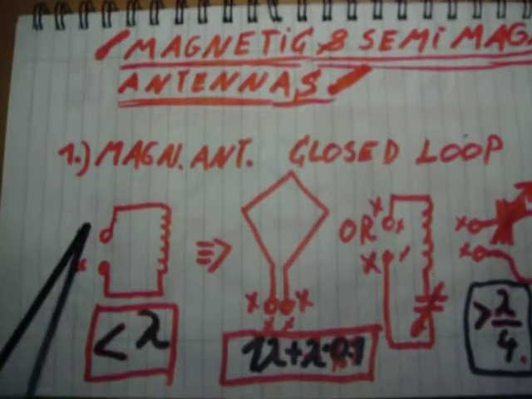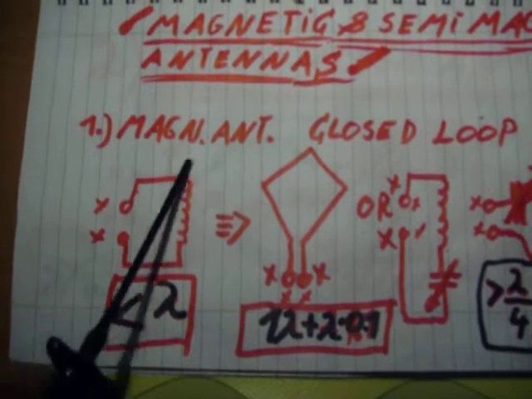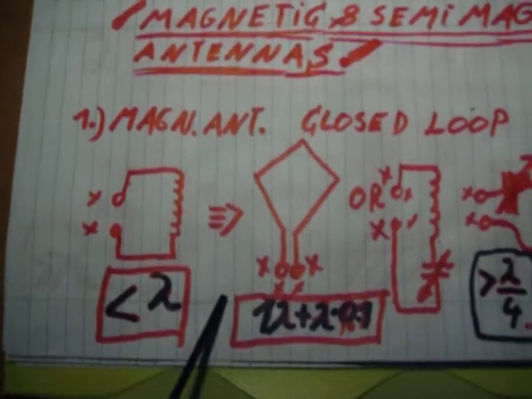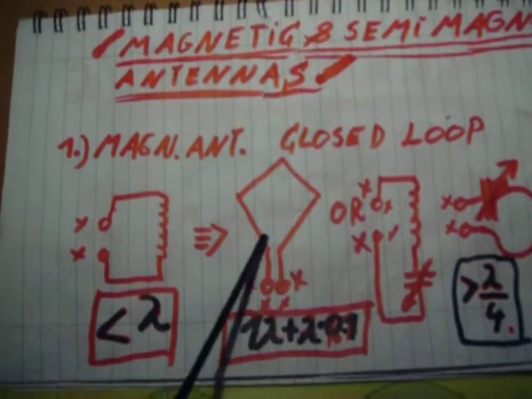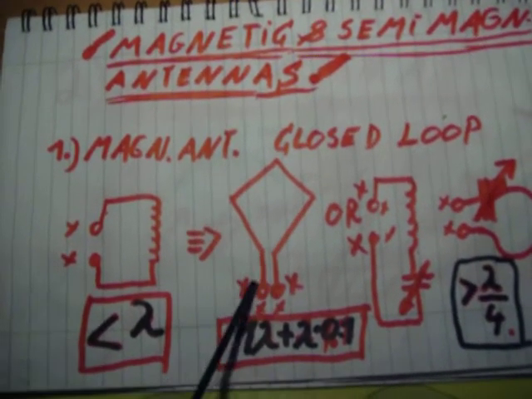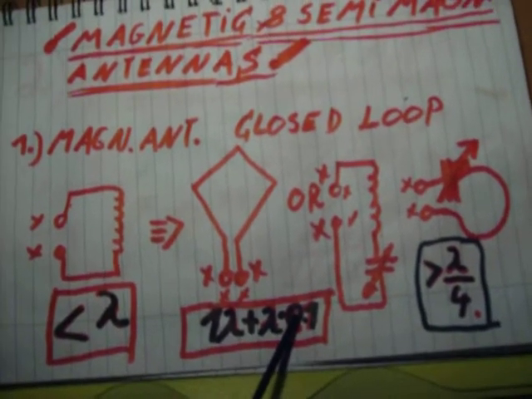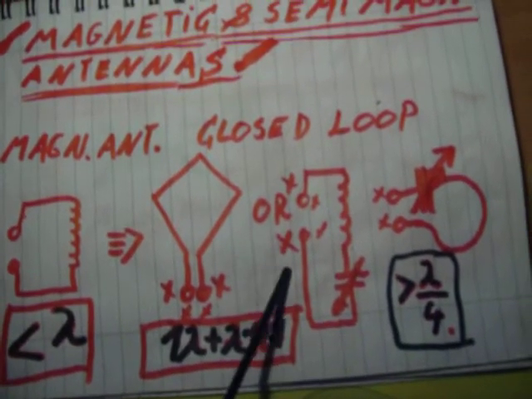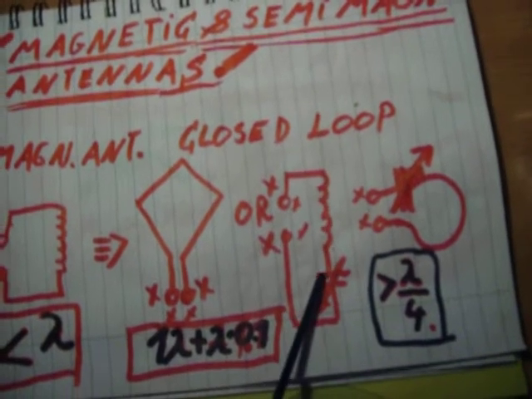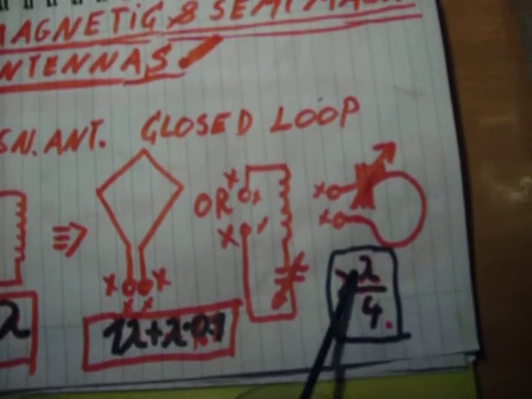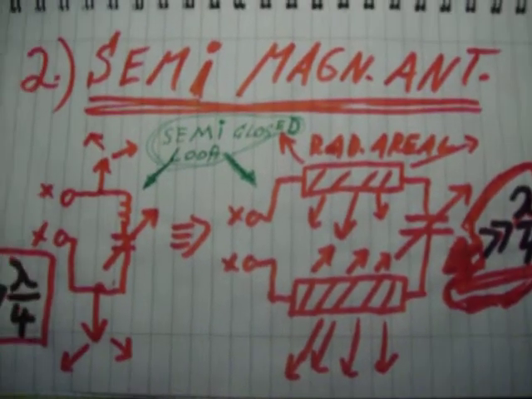Today I show you the difference between a magnetic antenna and a semi-magnetic antenna. A magnetic antenna is a closed loop, more than a wavelength. Or even a delta. This one is the wavelength plus a factor. Or you have a tuned loop with a capacitor. This is smaller than a quarter of a lambda, a wavelength.